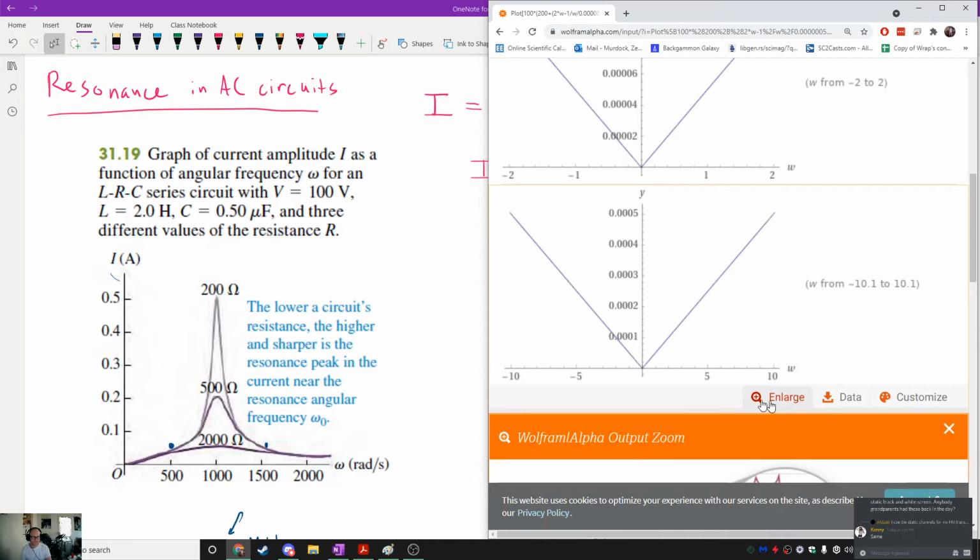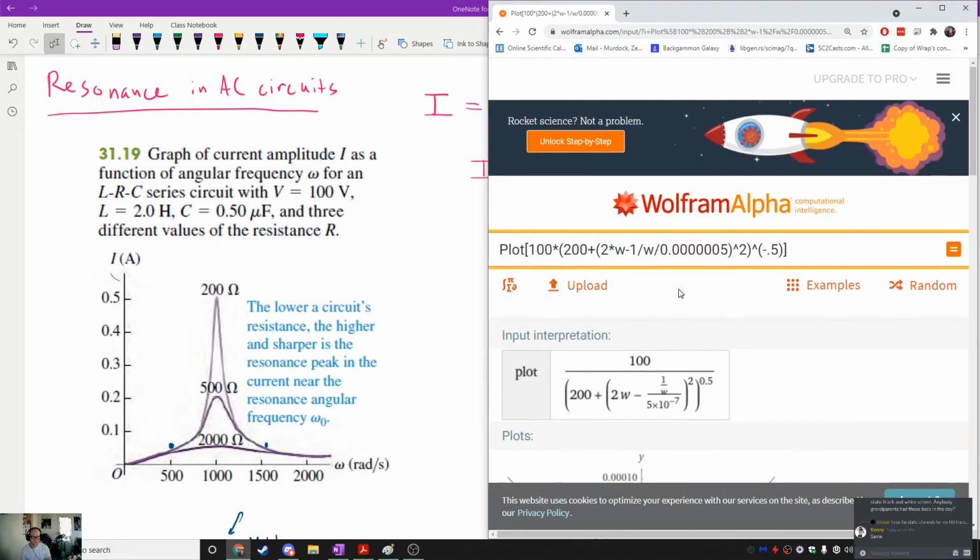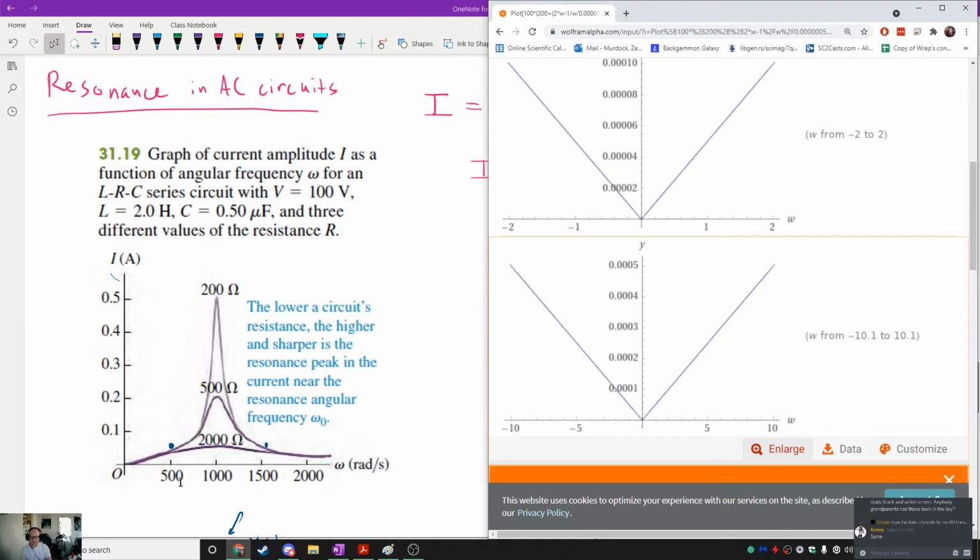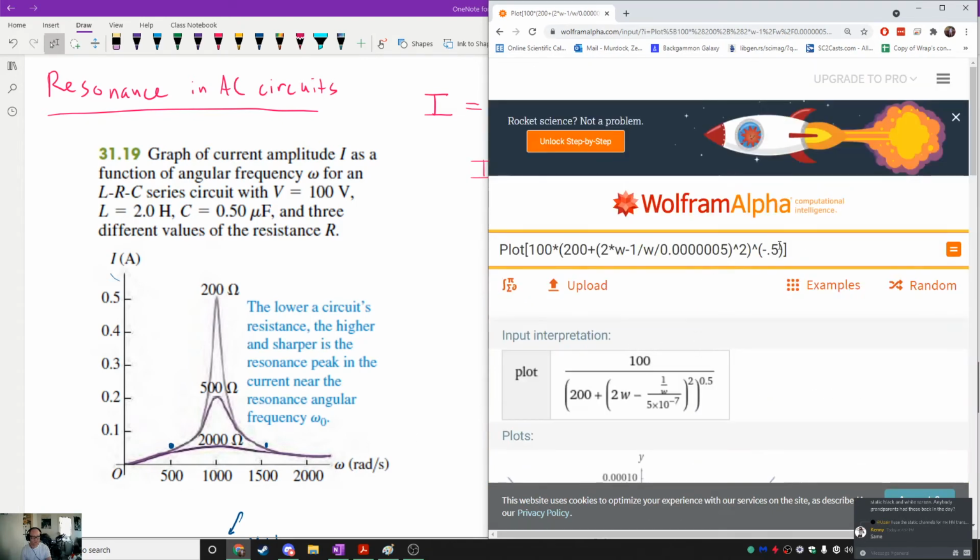Yeah, we're kind of off by a factor of, like, what, 10, 100? Okay, we need to get from 0 to 1,000, right? So that's easy to fix. All we have to do on this, then, is just put a range. I think the way you do this is W, comma, 0, comma... We want to go to 2,000, let's say. So that should give us a domain.